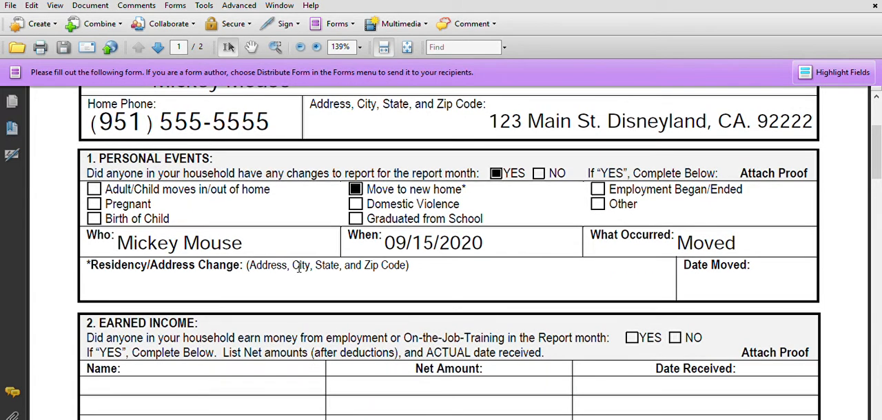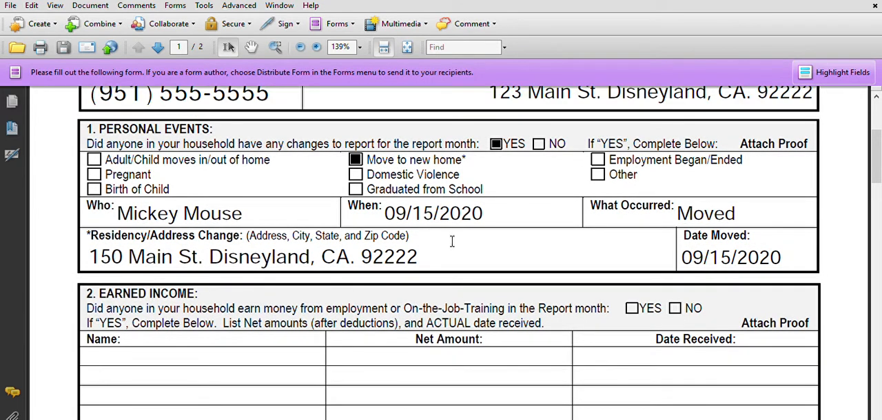Right here, if you did move, you're going to want to fill out a residency/address change. So Mickey's new address is 150 Main Street, Disneyland, California, 92222. And it asks the date you moved. We already reported this, but go ahead and mark it again, September 15th, 2020. If you didn't have any personal events that changed in your household for the month of September, you would just click no. In this situation, something did change, so we're going to report that.